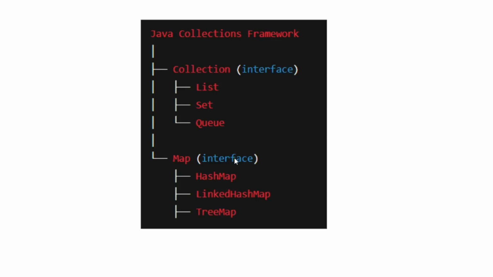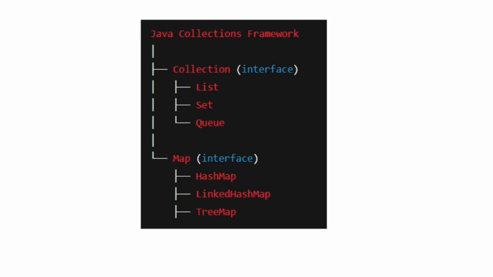Hi all, in this video we are going to discuss queues. Queues come under the Java collection framework, which comes with the java.util package, and a queue maintains an order which is first in, first out. That means the very first data that you have entered into the queue has to come out first.